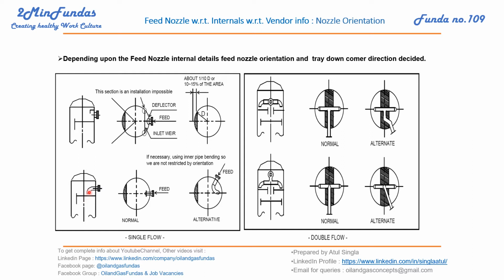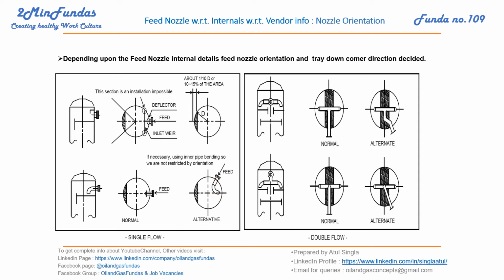So this way, this is simple. A small elbow is connected to the nozzle and the feed falls on the tray. Okay, this is the simplest case. And if we want to change the orientation but still want to fall the feed on the tray, we can have this kind of arrangement also.